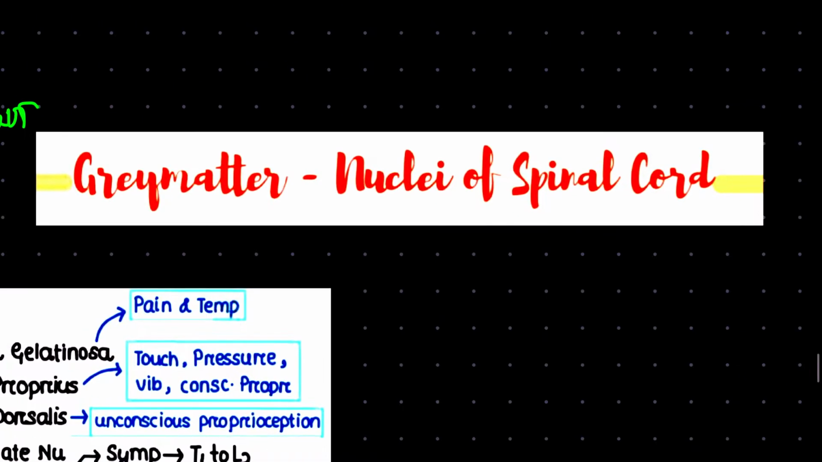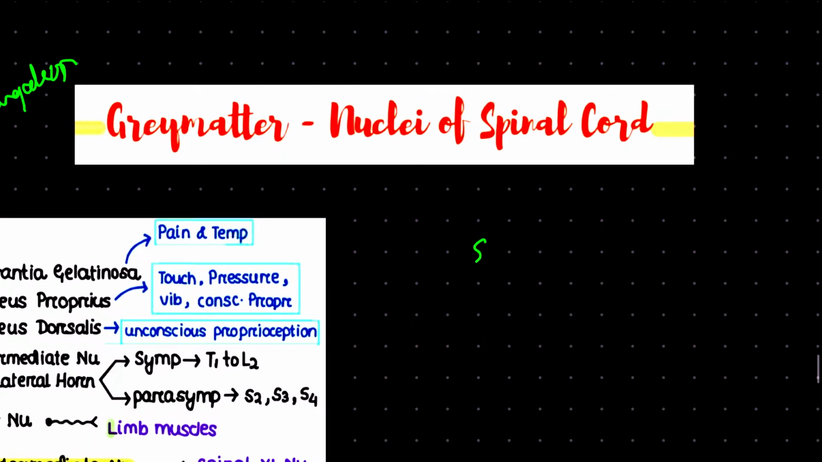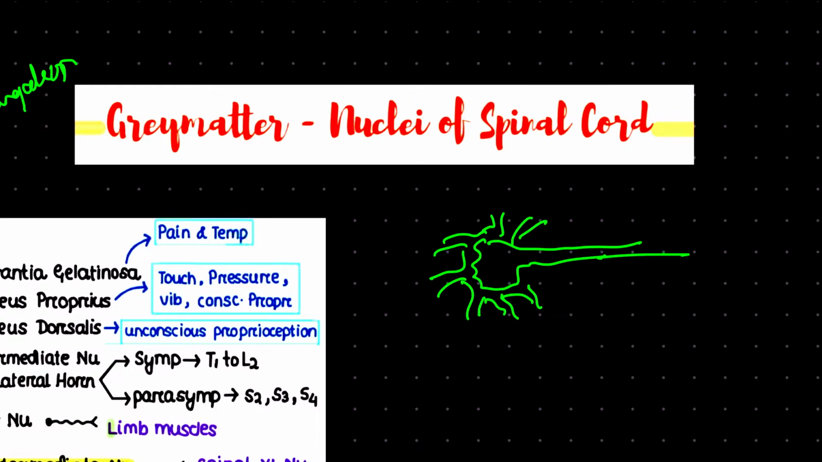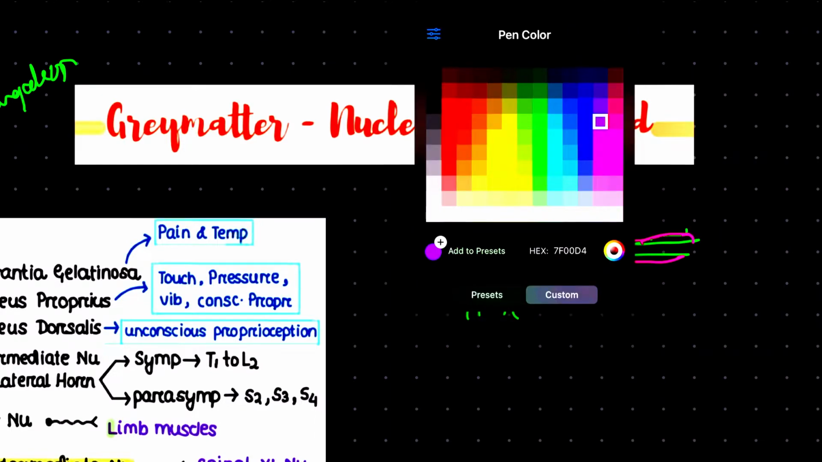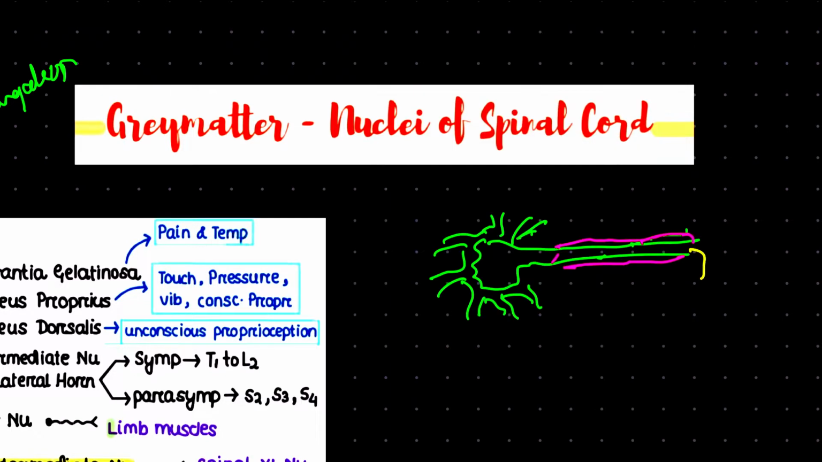If you just remember, what is this? This is our neuron. These are dendrites. These are the myelin sheath, and this is our axon. This is our cell body.